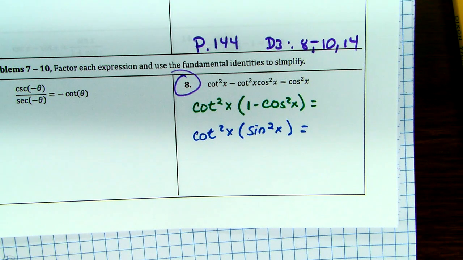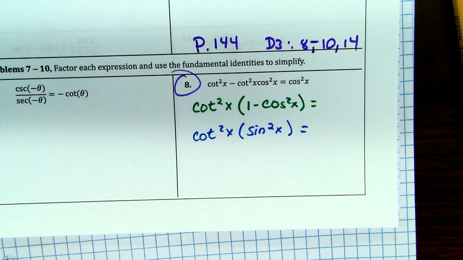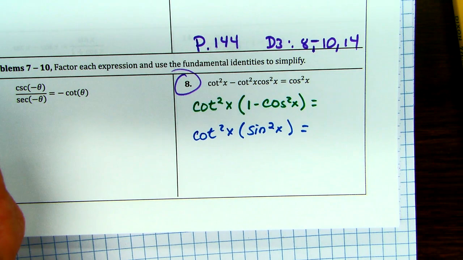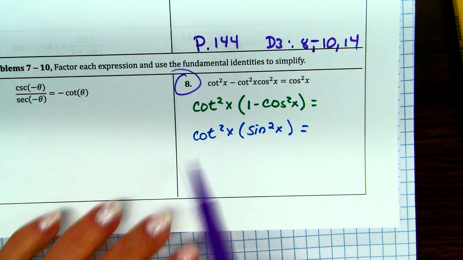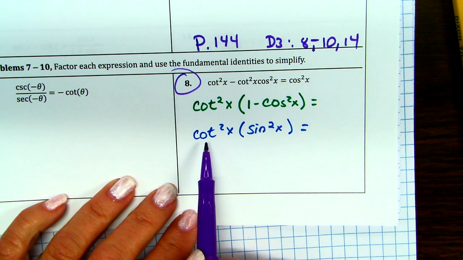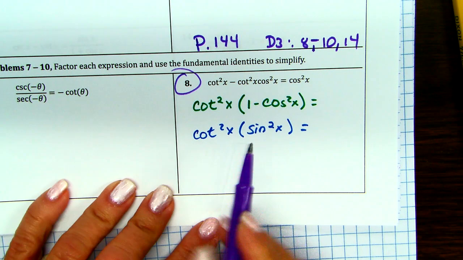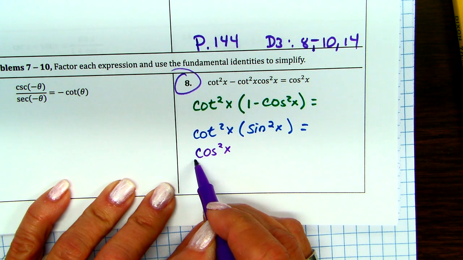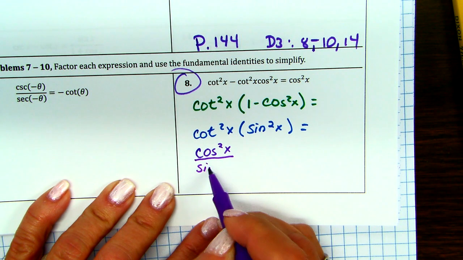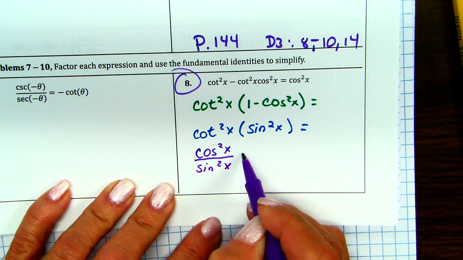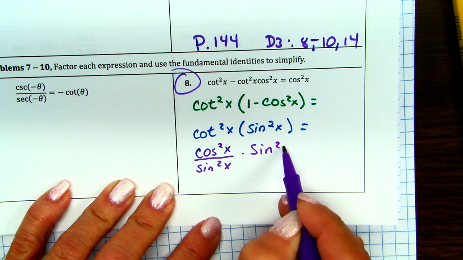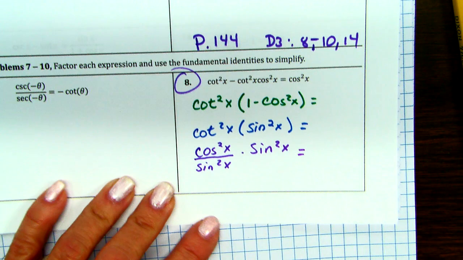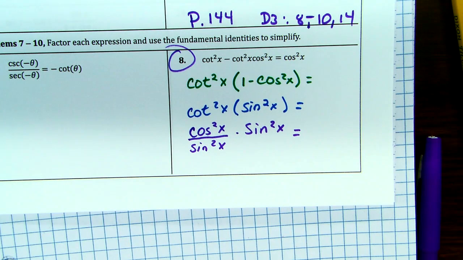Okay, so start focusing in. I need to get to cosine squared x. I don't know what else to do except change to sine and cosine. A lot of times when we have a cotan or a tan in the problem, that's what you're going to do. So that's cosine squared x over sine squared x. Do you see it?